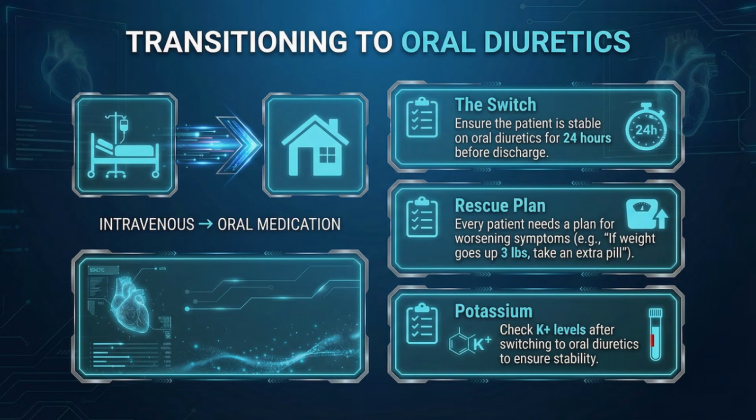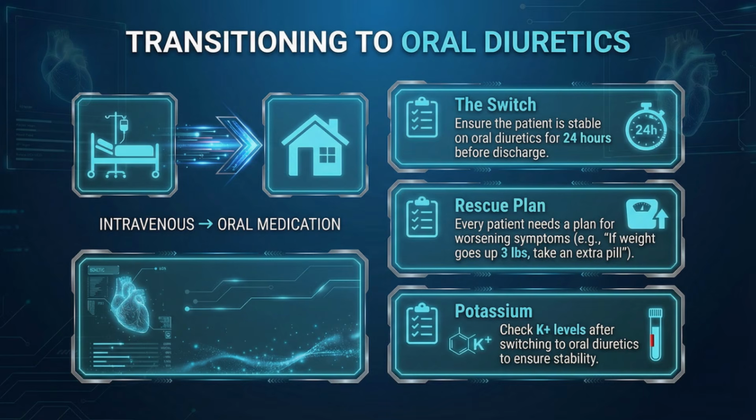Now we move to step 4, the transition to discharge. This is a high-risk period. Before a patient can go home, they must be stable on an oral diuretic regimen for at least 24 hours. You cannot send a patient home the same day you stop their intravenous drip.